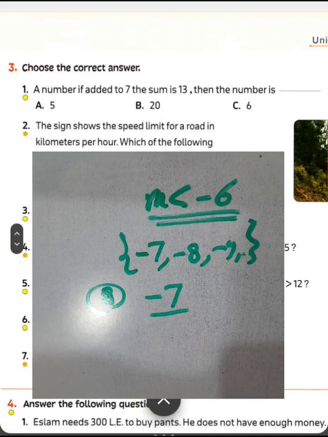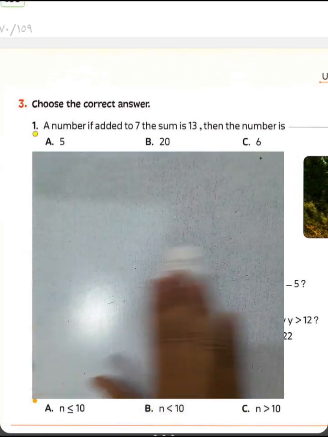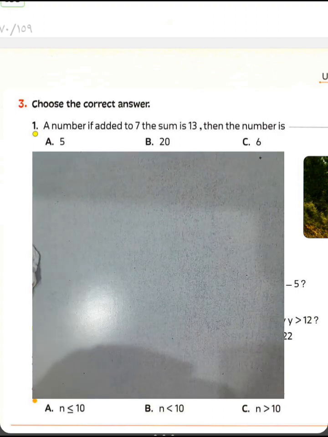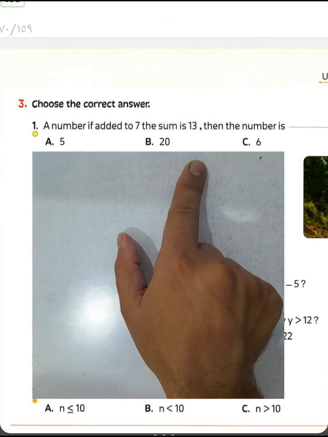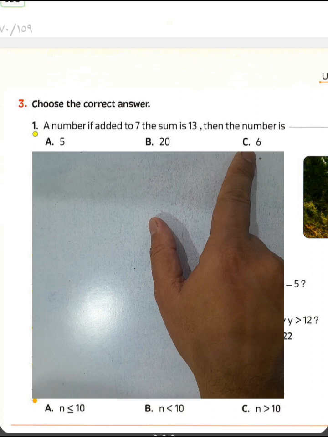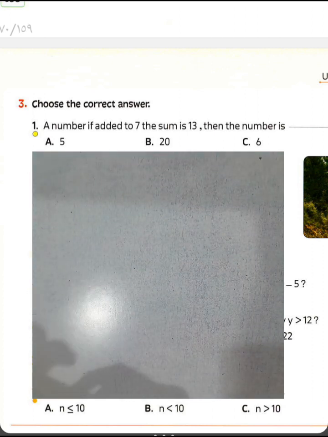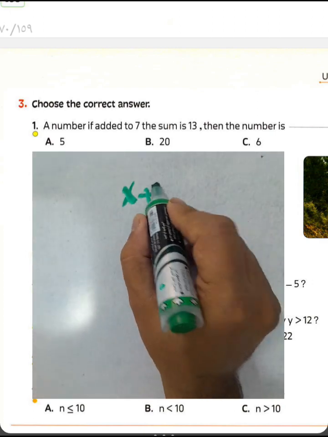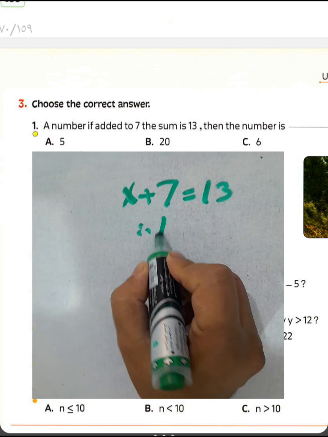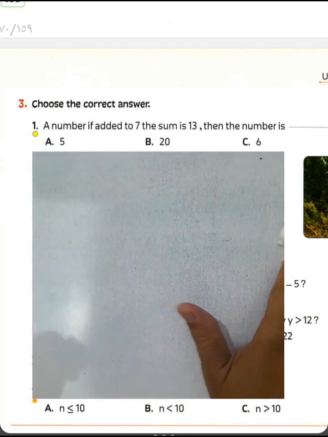Question number 3, choose the correct answer. A number, if added to 7, the sum is 13. Then what is the number? We know 6 plus 7 equals 13. Then the number here will be 6. You can write the equation: the unknown number x plus 7 equals 13, then x equals 6. Okay, understood?